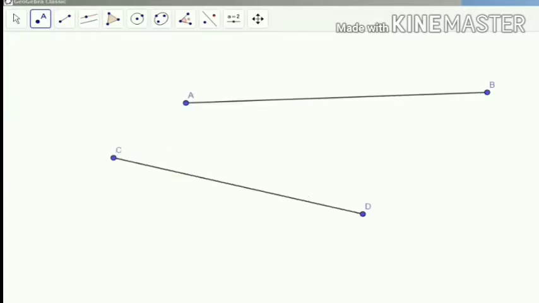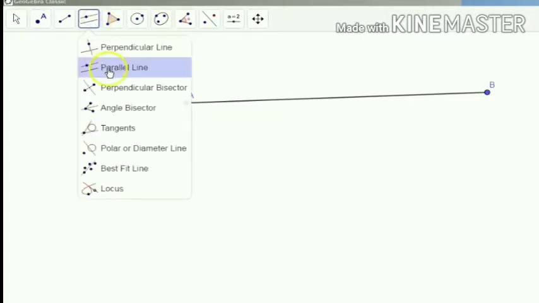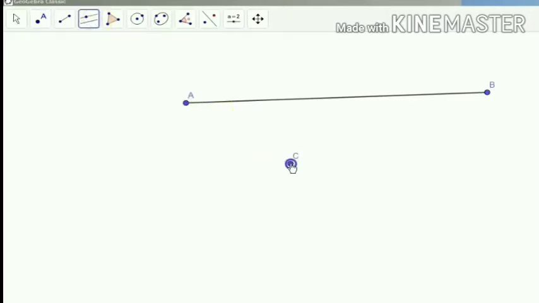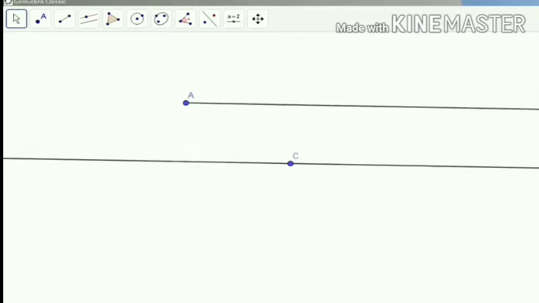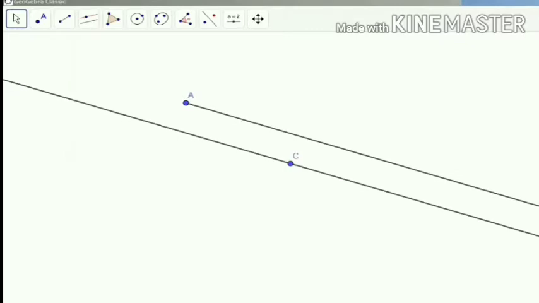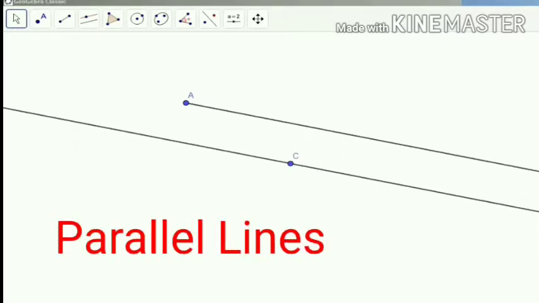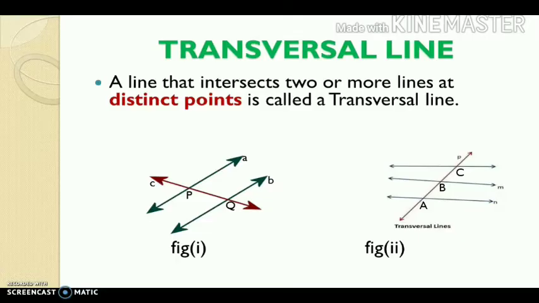Let's repeat the process. Let's again draw a line segment AB. Let's draw a line which is at the same distance from AB. Let's produce AB now. What do we observe? They are not meeting at all. So, these are called parallel lines.